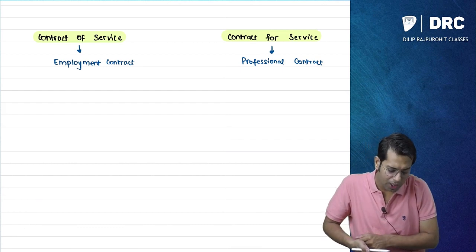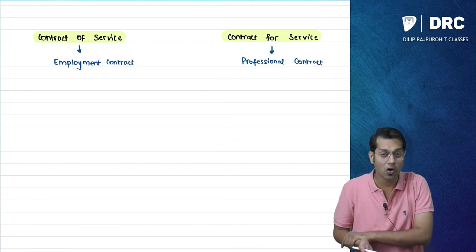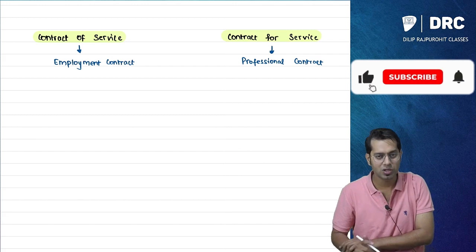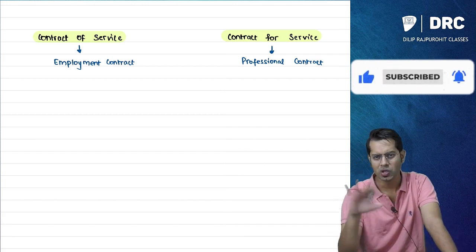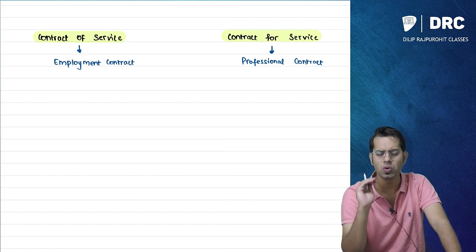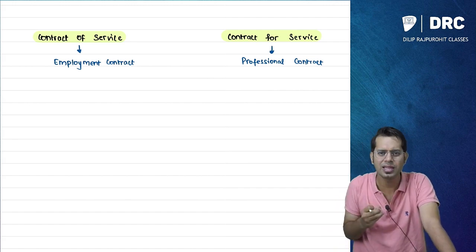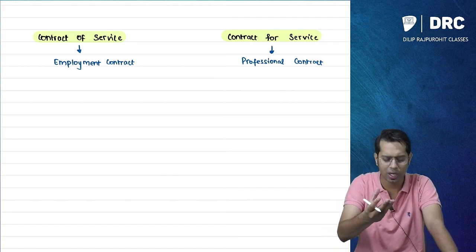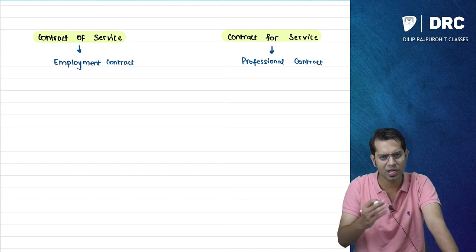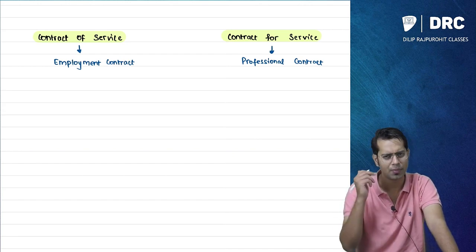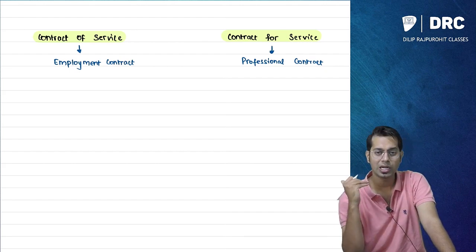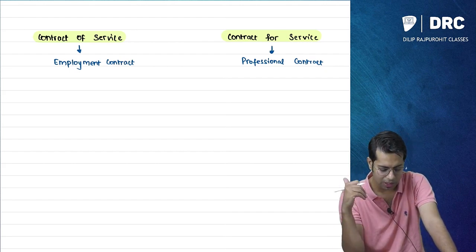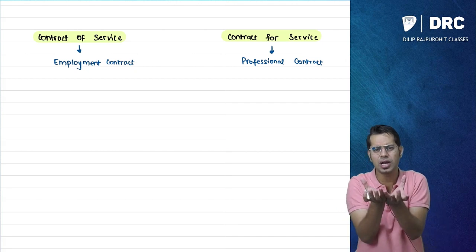Now what is this contract of service, contract for service then, sir? What is this contract for service? Contract for service means you are not my employee, I am asking you to do a particular work and you have taken that particular work based on your own judgment. You told me, yes sir, I will do this work for you. This is contract for service. There is a professional contract between us.